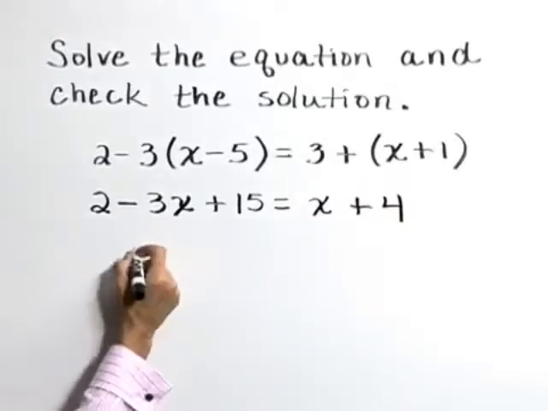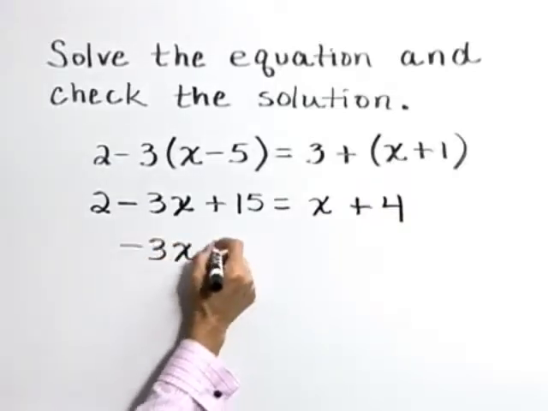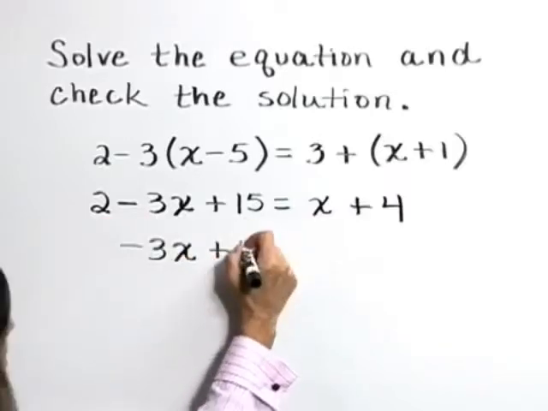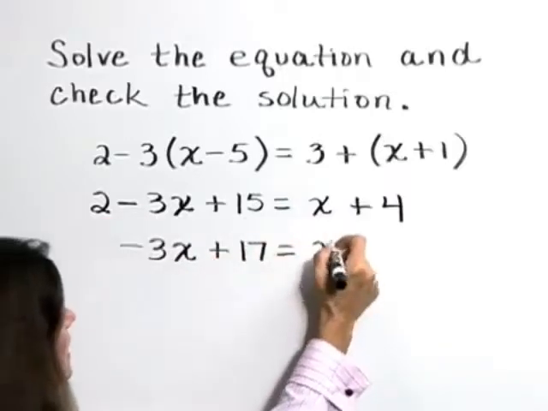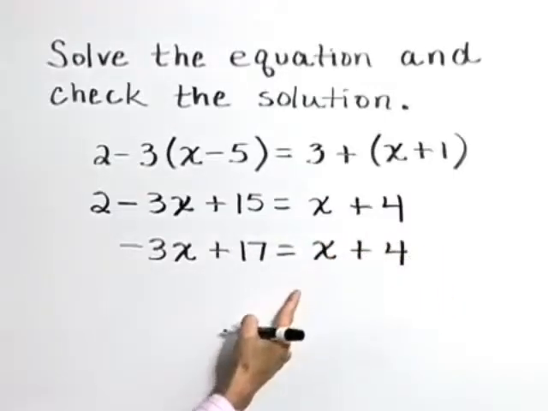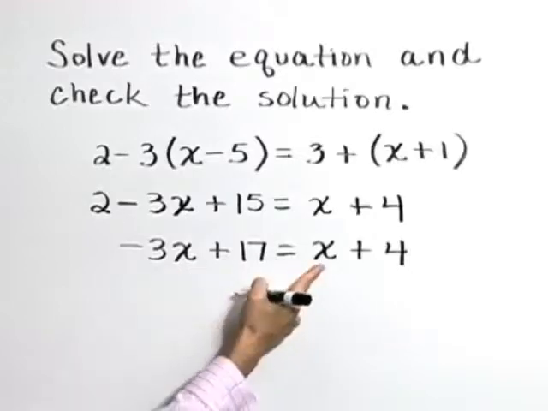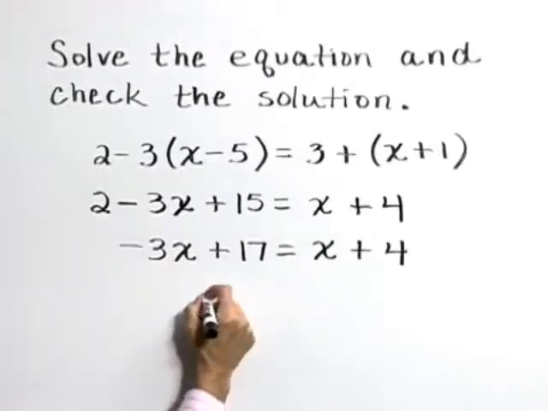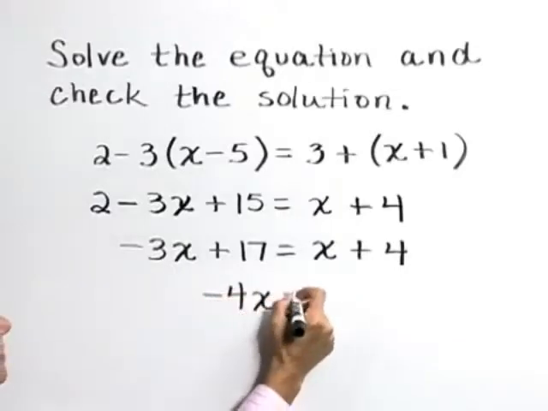Back to the left-hand side, we've got a negative 3x plus, combining our numeric values, 2 plus 15 is 17. That's equal to x plus 4. Now I'm going to subtract x from both sides to combine these x terms. Negative 3x minus x gives a negative 4x.